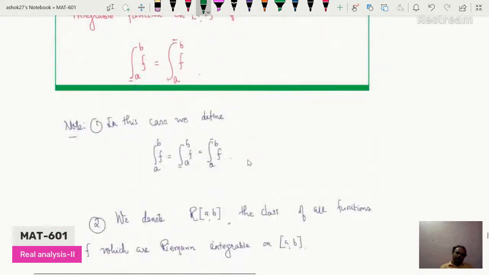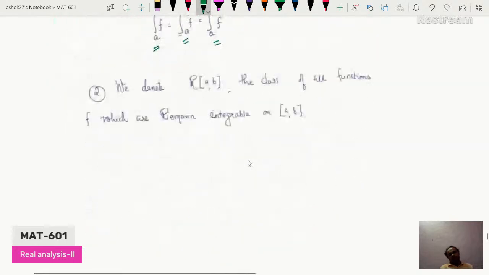So, note one. In this case we define: this is the total Riemann integration, and this is the lower Riemann integration, and this is the upper Riemann integration. Both these values will be equal, and that equal value is called the Riemann integration of f from a to b. We denote it by R[a,b].